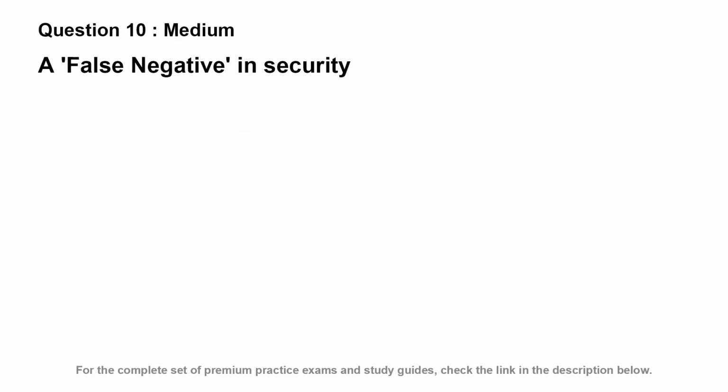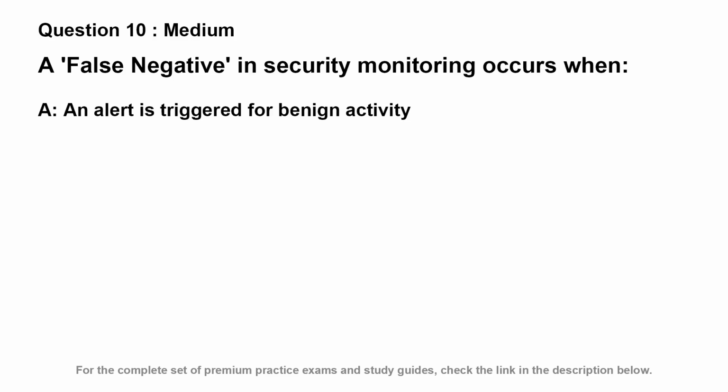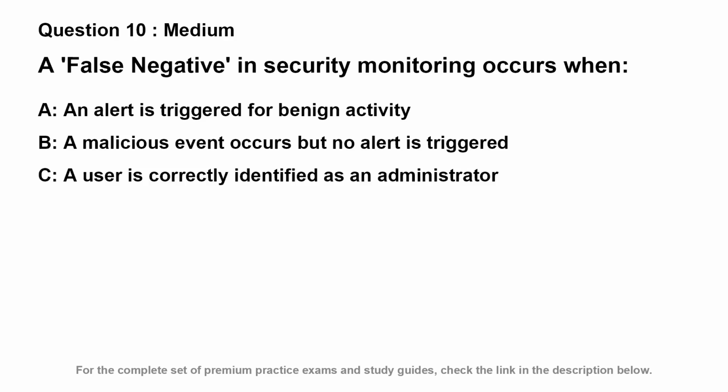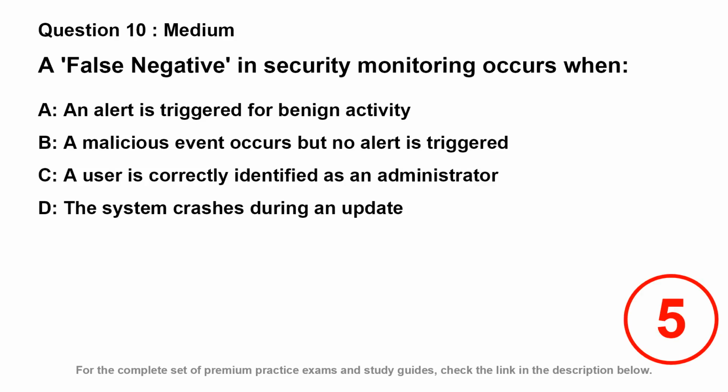A false negative in security monitoring occurs when: Option A, an alert is triggered for benign activity. Option B, a malicious event occurs but no alert is triggered. Option C, a user is correctly identified as an administrator. Option D, the system crashes during an update.